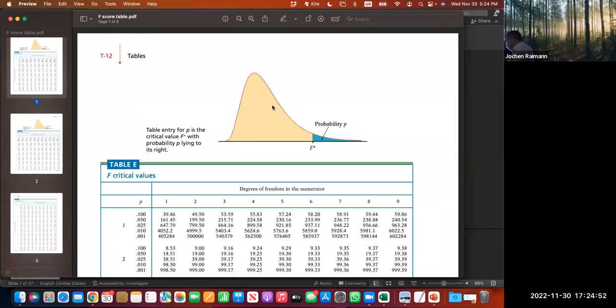So as soon as your F score exceeds that critical F, you're rejecting the null hypothesis, and you're saying that at least one pair is different. So one group is significantly different from another group, but you cannot see which one is different from which one. For that, you need to do post hoc testing.